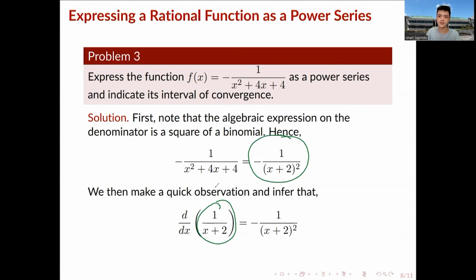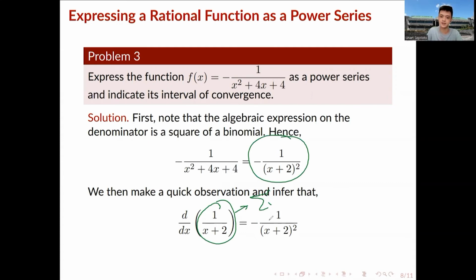So, why is this important? Bakit importante yung idea na to? Well, kanina, from problem 1, nakahanap tayo ng power series representation for this one here. No? Medyo mahaba siya. But you can go back to the video if you want. So, may power series representation to.